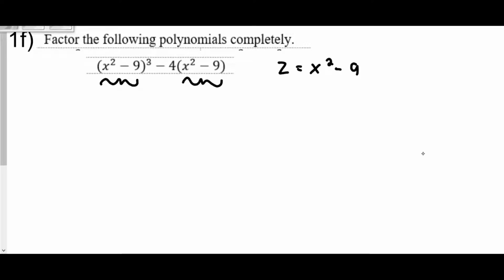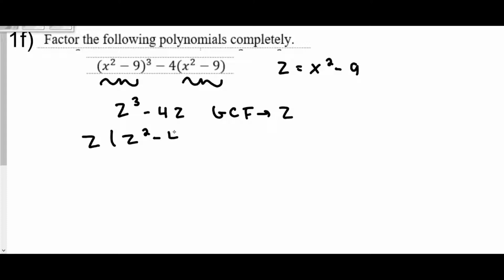Now, everywhere we see an x squared minus 9, we're going to substitute in for z. So it will be z cubed minus 4z. Now this is a little easier to handle. Whenever we're factoring, our first line of defense is always GCF, and my GCF here would just be z. So all my terms share a z. I'm going to pull out my z, and that's going to leave me with z times z squared minus 4. Now, z squared is a perfect square, 4 is a perfect square, and we have a difference, so we can use DOTS.